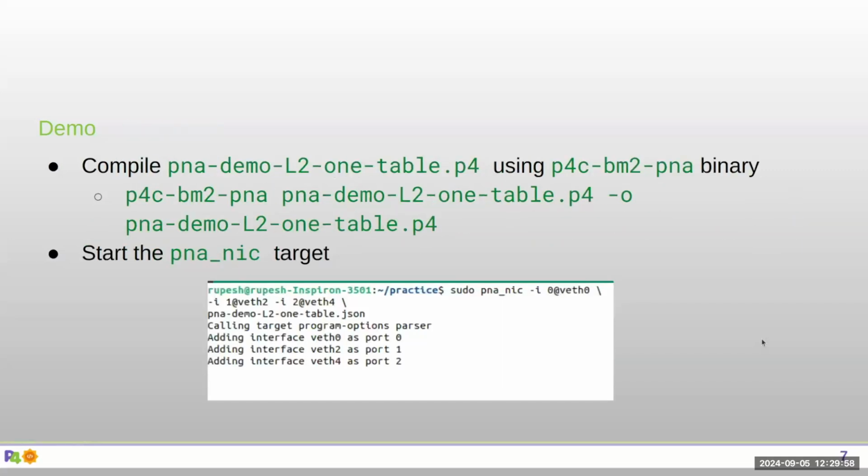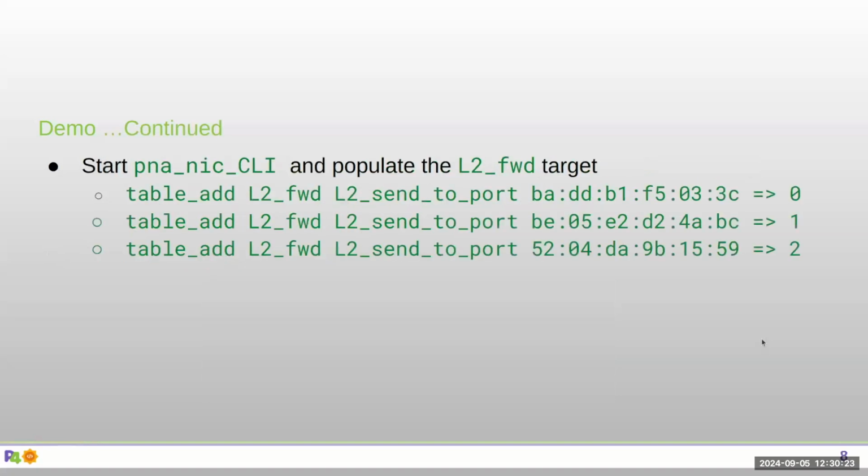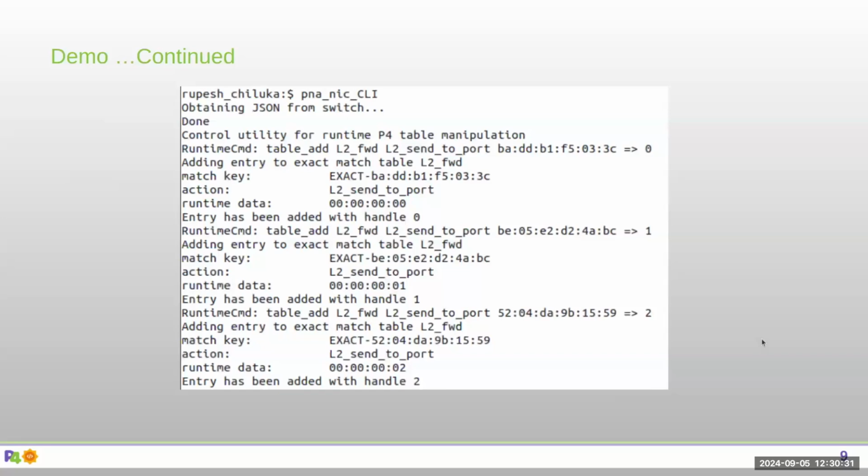Then we have what the P4 program does. It has a table called l2_forward. Whenever a packet comes, it takes the destination MAC address of that packet, and according to the destination MAC address, it sends the packet to the appropriate port mentioned in the P4 table. So using the PNA CLI, we have populated the l2_forward table. This is the output of what it looked like when we populated the table.